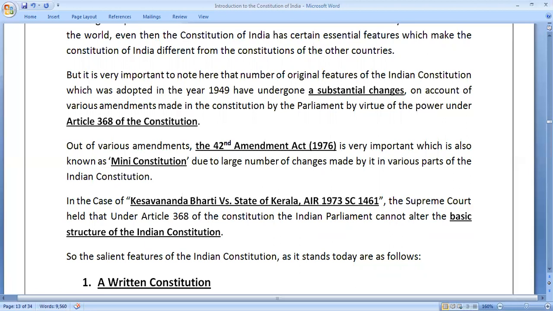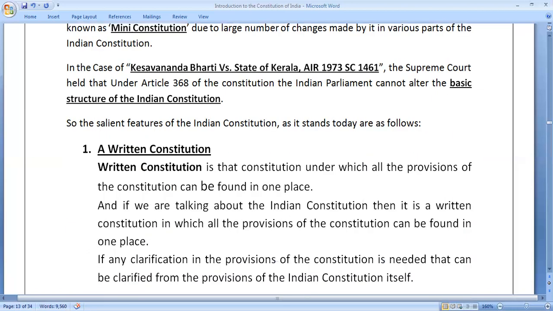What is the meaning of basic structure of the Indian Constitution? These are those provisions of the Indian Constitution which cannot be amended. So I will upload a detailed video on the basic structure of the Indian Constitution as well. But today I am going to start the salient features of the Indian Constitution.